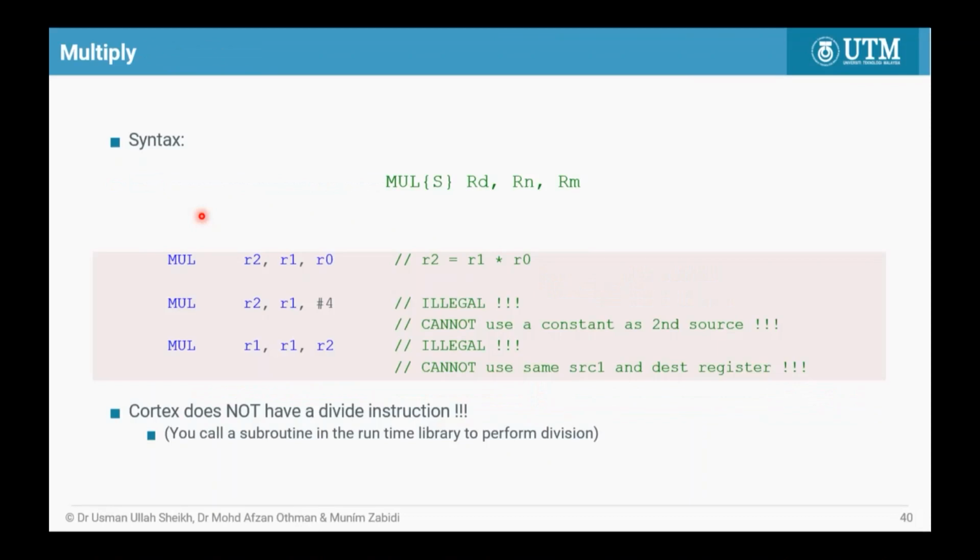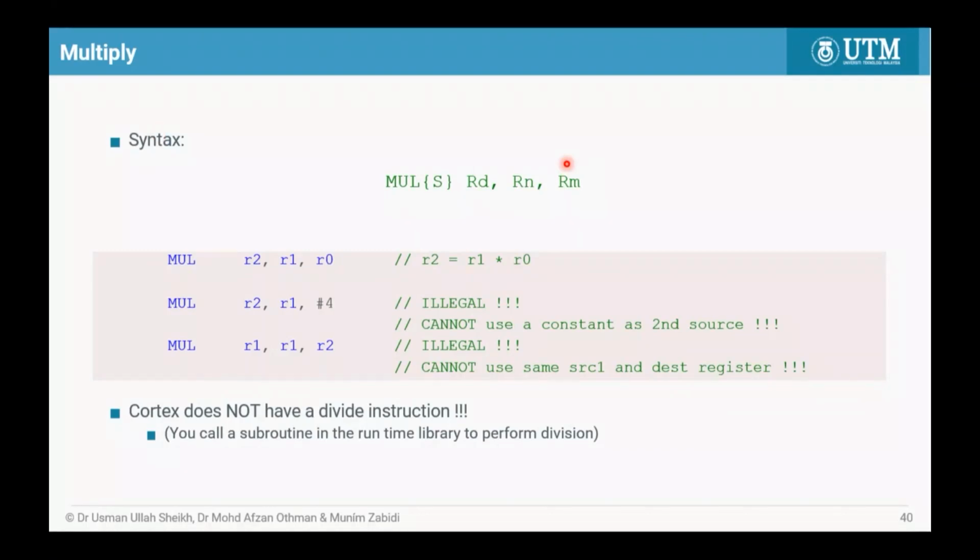Which we call multiply. This is to multiply between two registers. So this is the syntax for multiplication: MUL. Sometimes you can follow it with a suffix, and then you have Rd, Rn, and Rm. You have a destination register, a source register, and a second source register. So let's look at this instruction here, MUL R2, R1, R0.